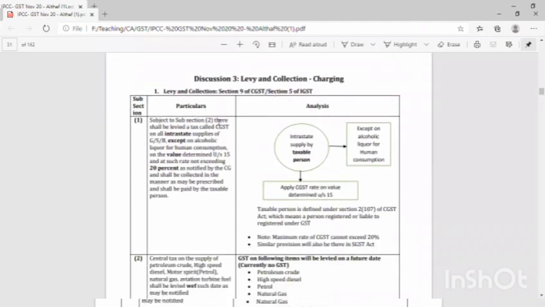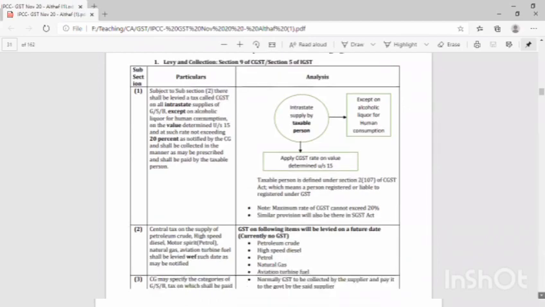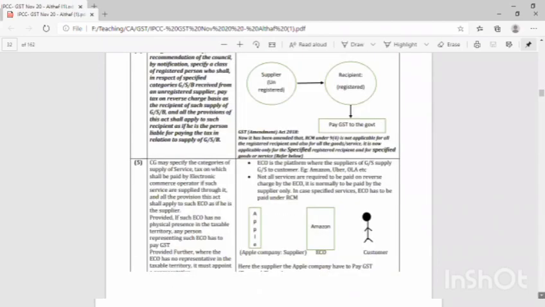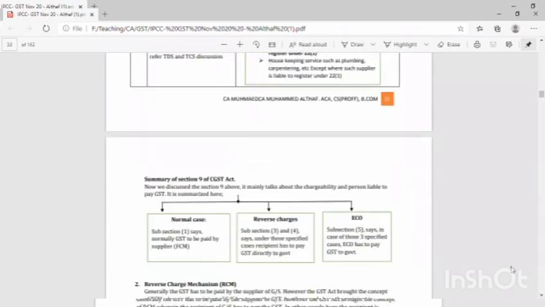Section 9. If you classify Section 9, it will be very easy. Section 9 talks about the levy and collection. Levy and collection means who has to collect the GST, who has to charge GST, etc. If you classify Section 9 into 3 categories, one is normal cases. In normal cases, the supplier has to pay the GST, that is FCM. Subsection 1 talks about the FCM. Subsections 3 and 4 talk about the reverse charge mechanism.